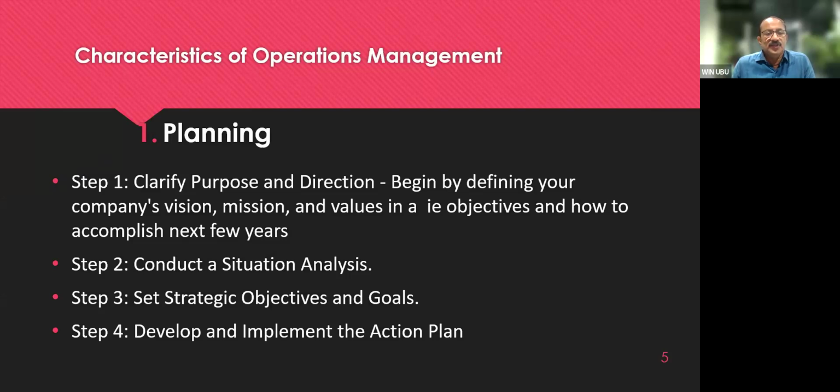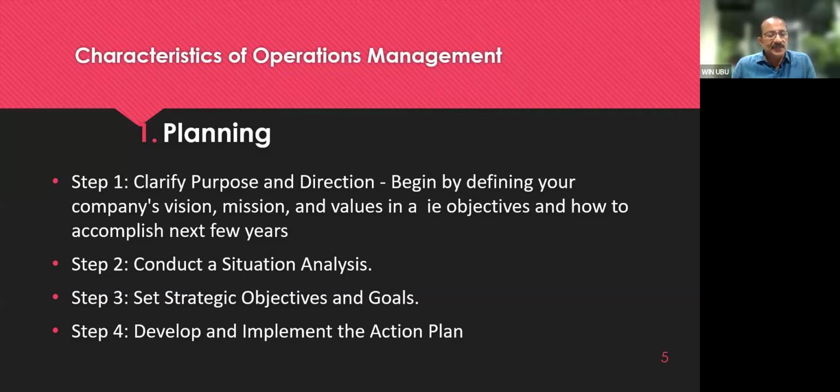Suppose it is car manufacturing, as we said already, a car manufacturing company must clarify the purpose and direction. They have a plan of where to start and where to end, where the process ends, what the activities are, and what the quality aspects have to be. So the entire planning and plotting is the first process. It's done by the operations manager, defining the company's vision, mission, values, objectives, and how to accomplish them in the next years.